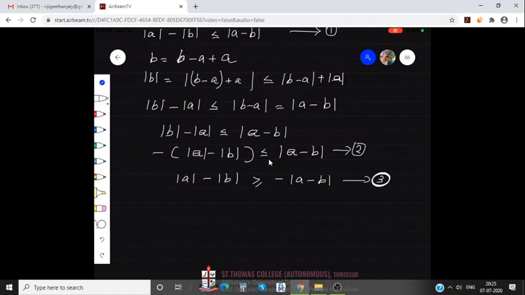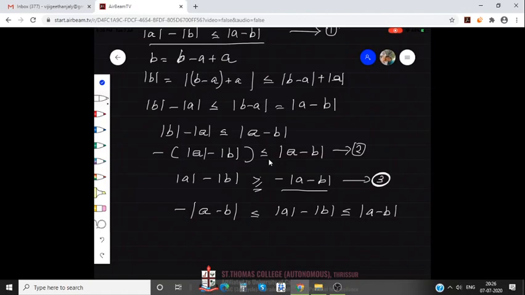Okay, so combine 1 and 3. I will start from this term: minus of the absolute value of A minus B is less than or equal to the absolute value of A minus the absolute value of B. Now, 1 says that the absolute value of A minus the absolute value of B is less than or equal to the absolute value of A minus B.